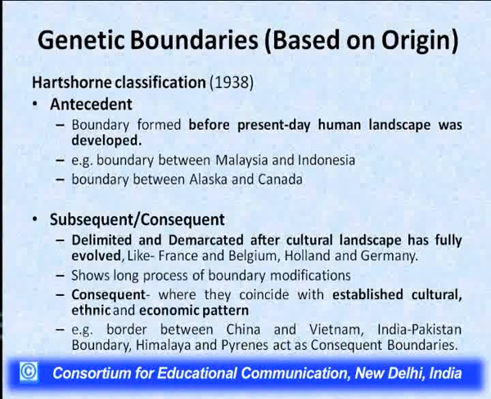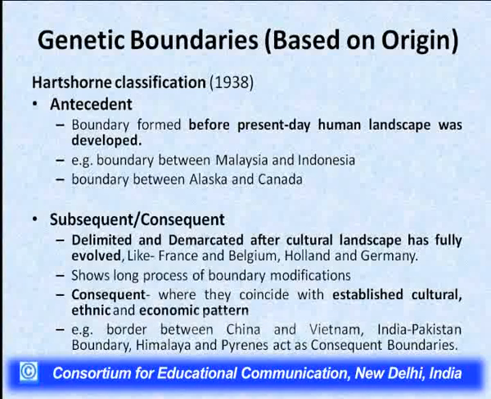The second type is subsequent or consequent boundaries. The subsequent and consequent boundaries are installed, delimited and demarcated by different cultural landscapes when the cultural landscape has already been set up there. Because if there is a particular settlement in a particular region and then the boundary is installed, that is called a subsequent boundary. It is a long process because these boundaries take a long time to formulate in that region.